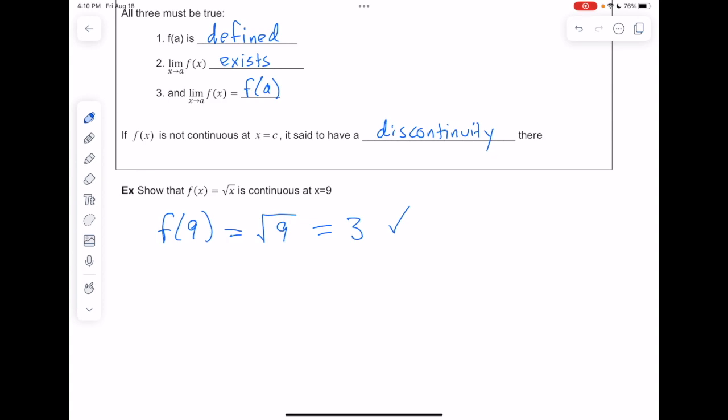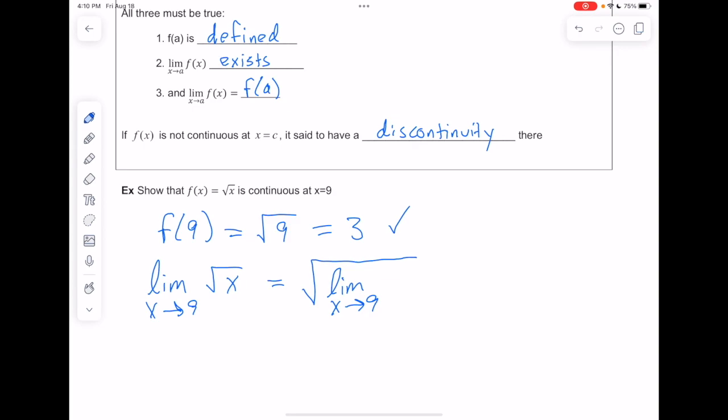And then let's look at the limit. What is the limit as x approaches 9 of the square root of x? Well, one of our properties of limits says that we can move it inside of square roots or radicals. So we can change this to be the square root of the limit as x approaches 9 of just x. And then for linear functions, any polynomial really, we can just plug in. So that inside part is just 9, and then the square root of 9 is 3. So the limit exists, so we can do our second check.